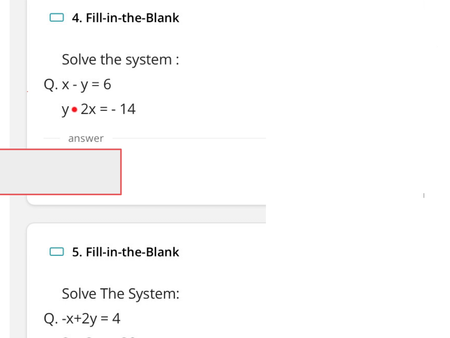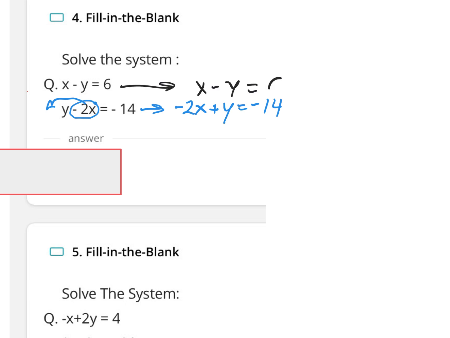So this minus sign in front of the 2x belongs to the 2x. So that's really a negative 2x that you're going to write out here in the front. Once again, you need to take this negative 2x and write it in the front. Okay, so I'm going to rewrite my bottom equation with the negative 2x out in front, then the positive y, then the equal sign, then the negative 14. Now that top equation, I'm just going to rewrite it. It's x minus y equals 6.